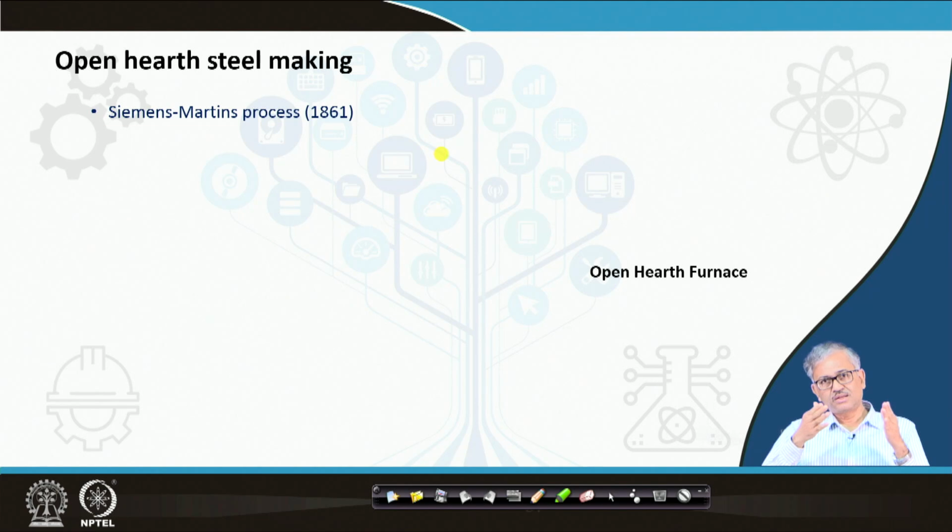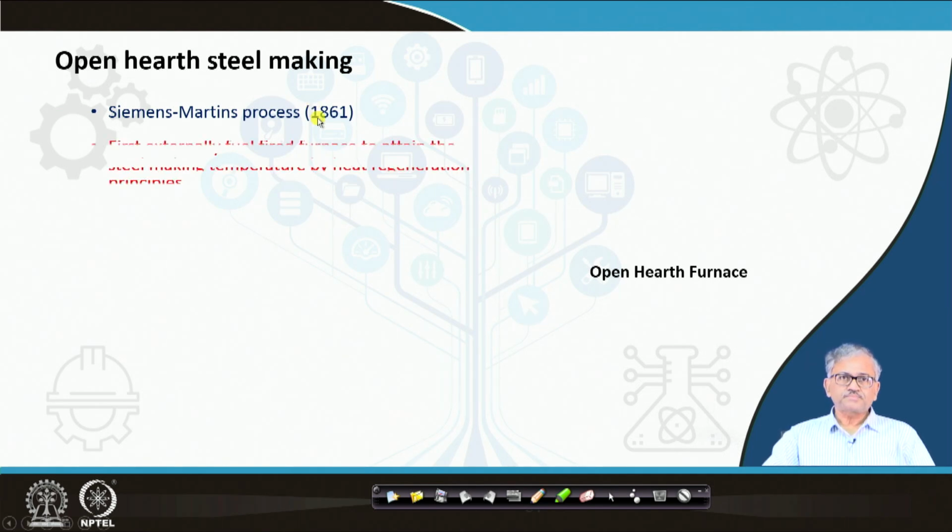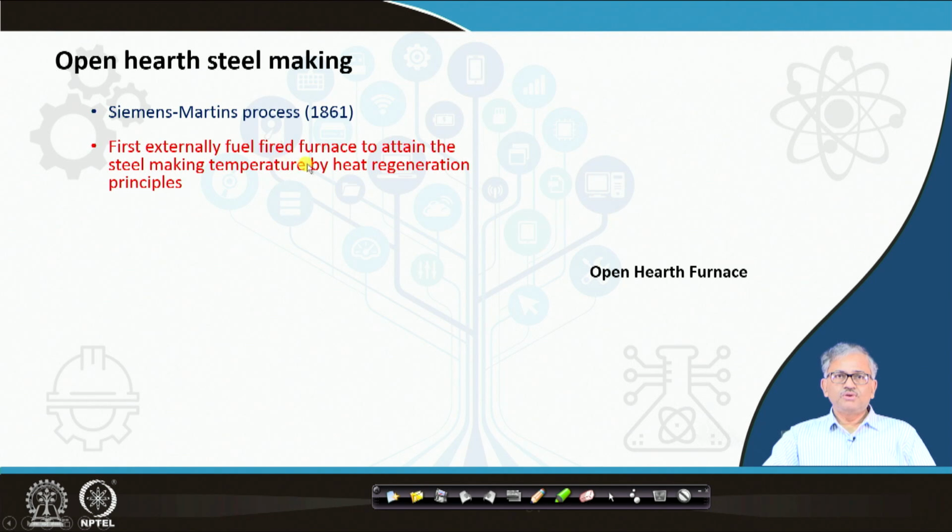One is called the open hearth furnace, that is a fuel fired furnace, and similarly after a few times, the electric arc furnace also came into the picture, that also could melt the scrap. So an externally heated furnace was required, and Siemens Martin, both the Siemens brothers and the Martin brothers, developed this process, a process where a fuel-fired furnace with a regenerative principle can melt the cold charge, right? So first, an externally fuel-fired furnace to attain the steel making temperature by the heat regeneration principle.